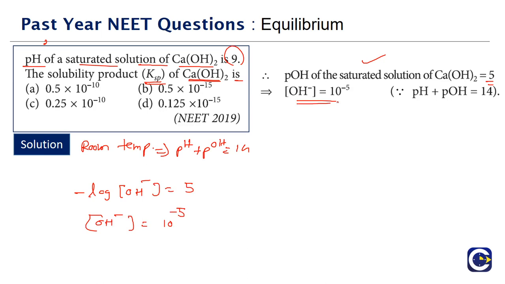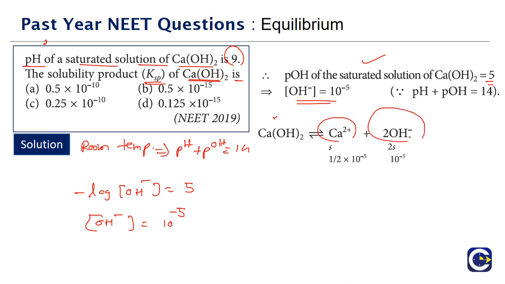Now, where is the OH minus coming from? It is coming from the dissociation of calcium hydroxide, or the solubility of the calcium hydroxide. Every calcium hydroxide molecule on getting dissolved is going to give us 1 Ca2 plus ion and 2 OH minus ions. If we consider the molar solubility to be S, then the concentration of calcium 2 plus will be equal to S, and the concentration of OH minus will be equal to what?